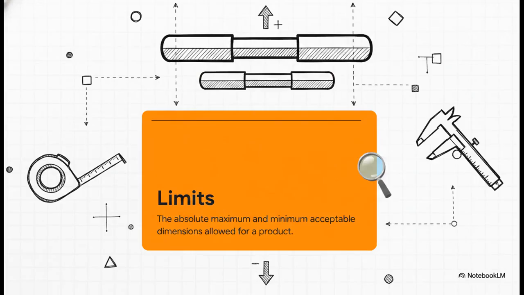So, since we can't hit that basic size perfectly, manufacturers have to set upper and lower boundaries. And we call these limits. They are the absolute maximum and minimum acceptable dimensions allowed for a product. So, your 50 millimeter shaft might be allowed to be as large as 50.02 millimeters or as small as 49.98. If a shaft rolls off the line anywhere inside that specific range, boom, it's a successful, acceptable part.